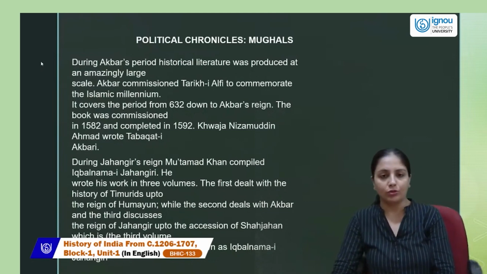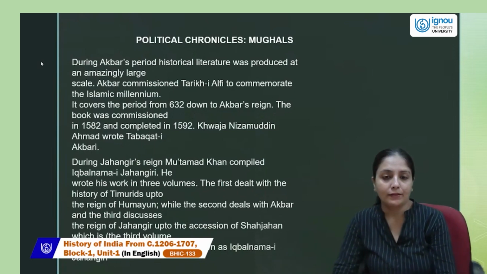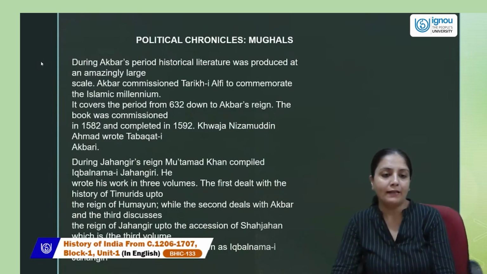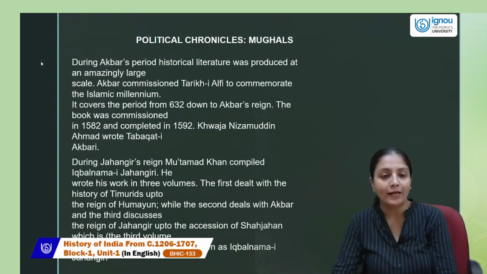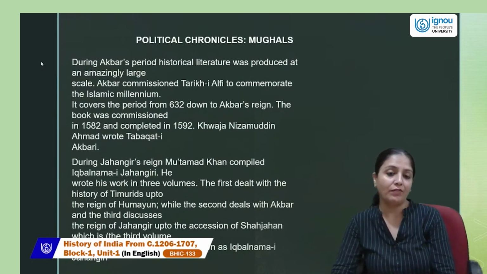Ten years it took. Khwaja Nizamuddin Ahmad wrote Tabaqat-e-Akbari. During Jahangir's reign, Muhammad Mutamad Khan compiled Iqbal-nama-e-Jahangiri. He wrote his book in 3 volumes.